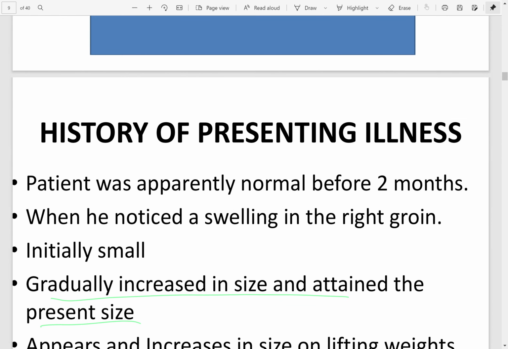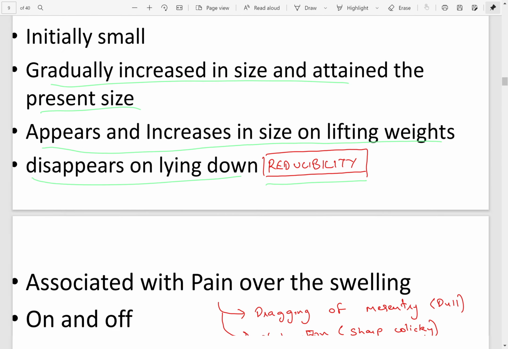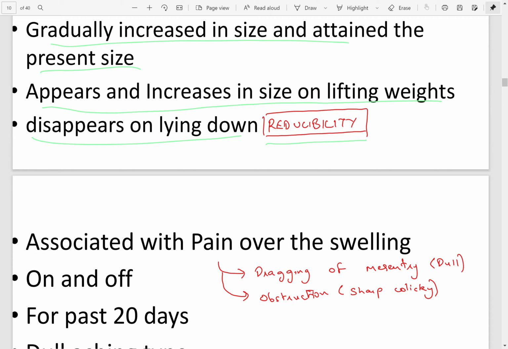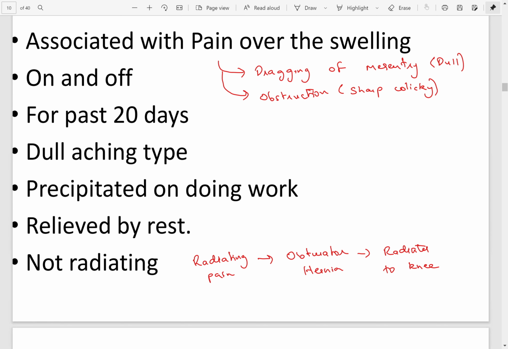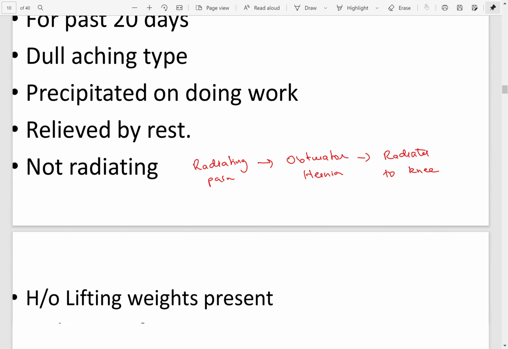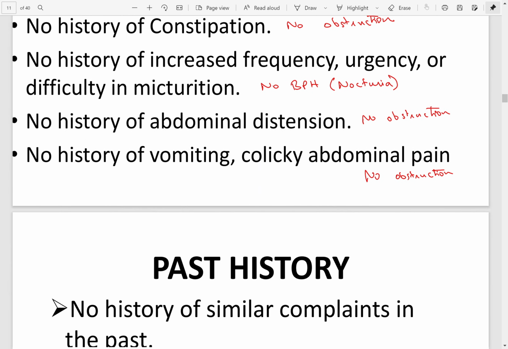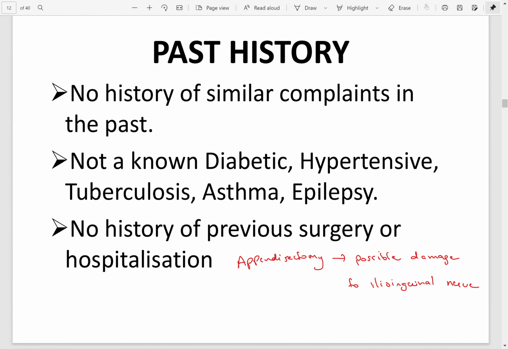So first of all, to classically present it as a hernia case, you need to tell that it appears on walking and then disappears on lying down. So reducibility is something which you need to mention for sure. And then the pain, the type of pain and the cause of hernia. These are all established in the history of presenting illness. Moving on to past history. So no history of similar complaints in the past.